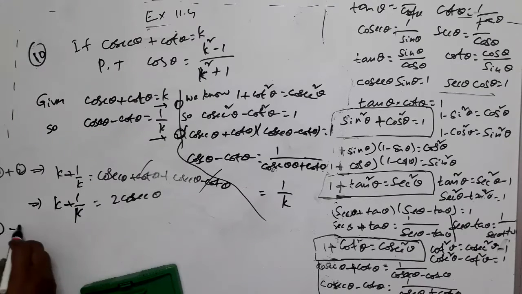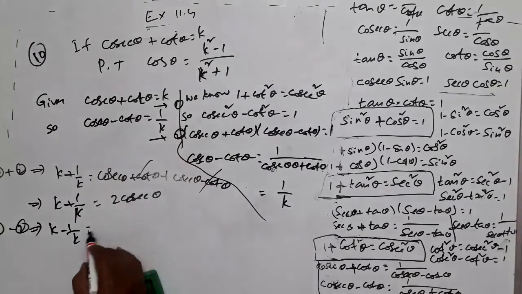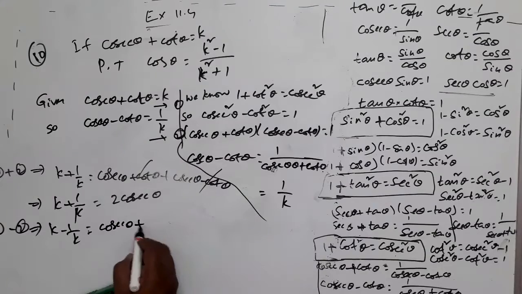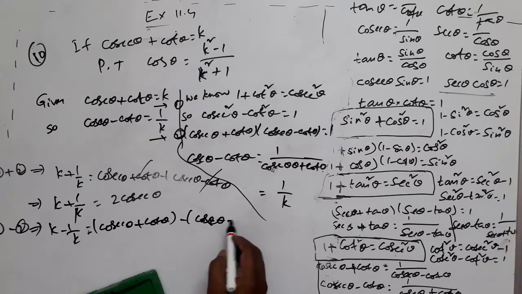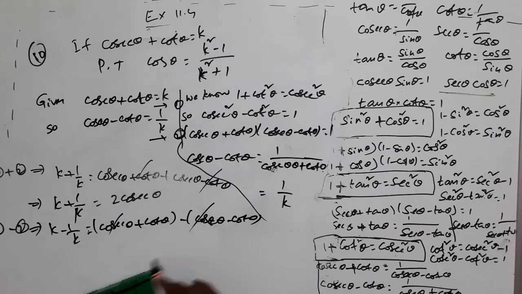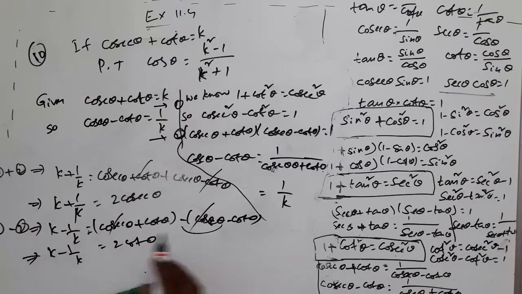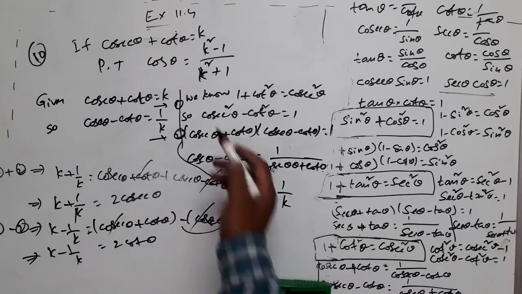In the same way, if you subtract, k minus 1 by k, if you consider this minus 1 by k, what have I observed? Cosecant theta terms get cancelled. What will be remaining? Cosecant theta plus cot theta minus cosecant theta minus cot theta. Minus of minus is plus, so this is 2 times cot theta. This is k minus 1 by k. This is what you have got. See, you have got cosecant theta, you have got cot theta. Cosecant is k plus 1 by k whole by 2, cot theta is this. But you want cos theta.